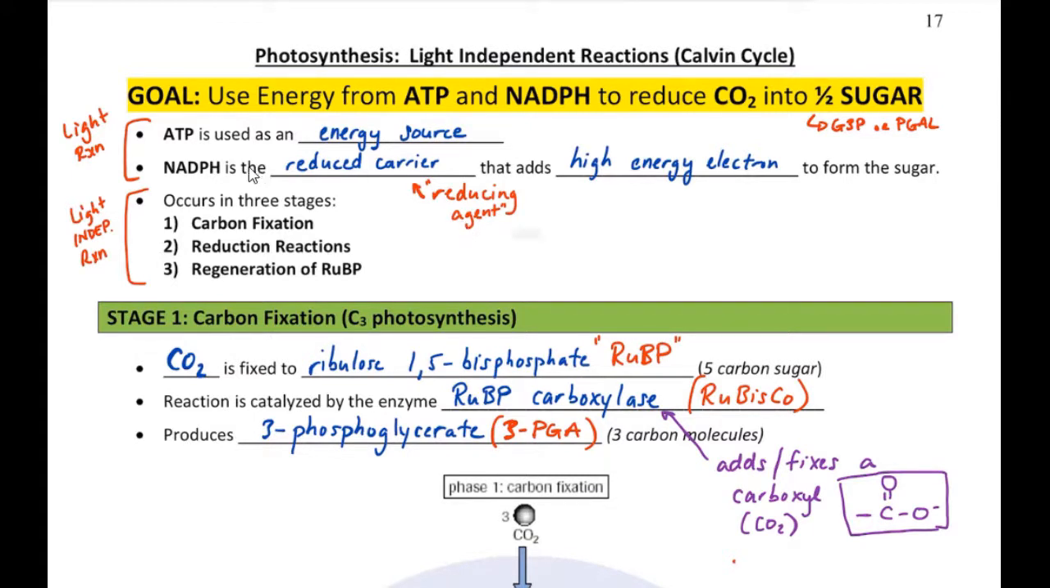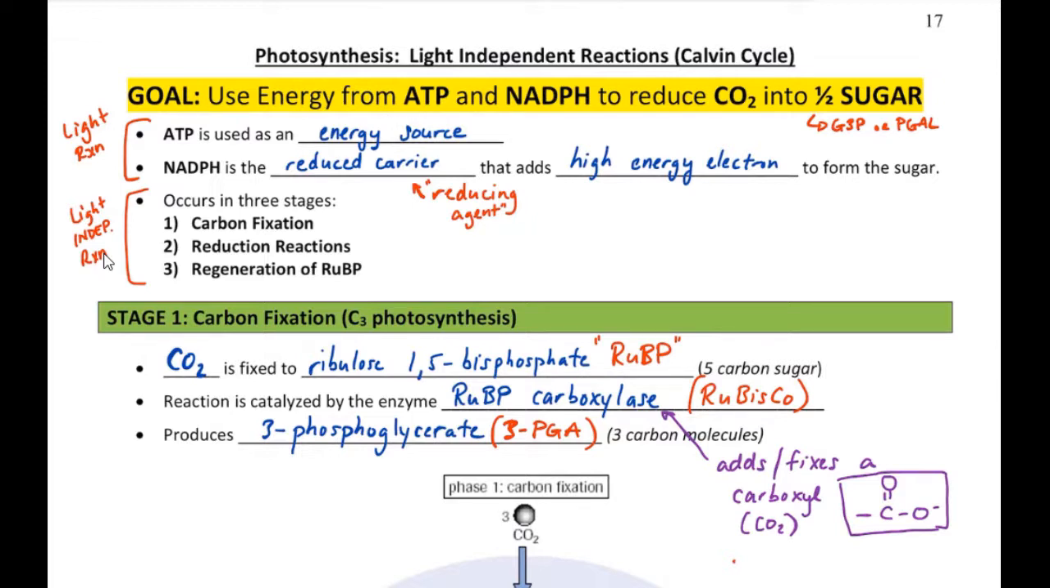Hopefully that helps. So NADPH is the reduced carrier. It is a reducing agent. It will reduce something else. And what is it reducing it with? A high energy electron. This is where we have captured that light energy. We've excited our electron. It's very, very excited, very high energy. And we're going to use this energy now to help me form the sugar that I want to do. So ATP, NADPH produced in the light reaction will now be used in the light-independent reaction.